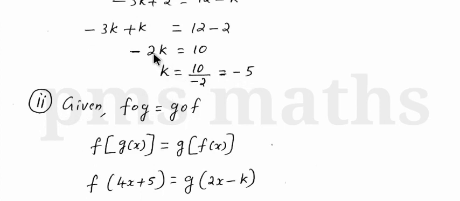k is equal to, here into minus 2 becomes by minus 2 when it goes to the right side. Here 10 is there: 10 by minus 2. Then divide. 10 by minus 2. Plus by minus is minus. 10 by 2 is 5. Therefore, the value of k is minus 5.